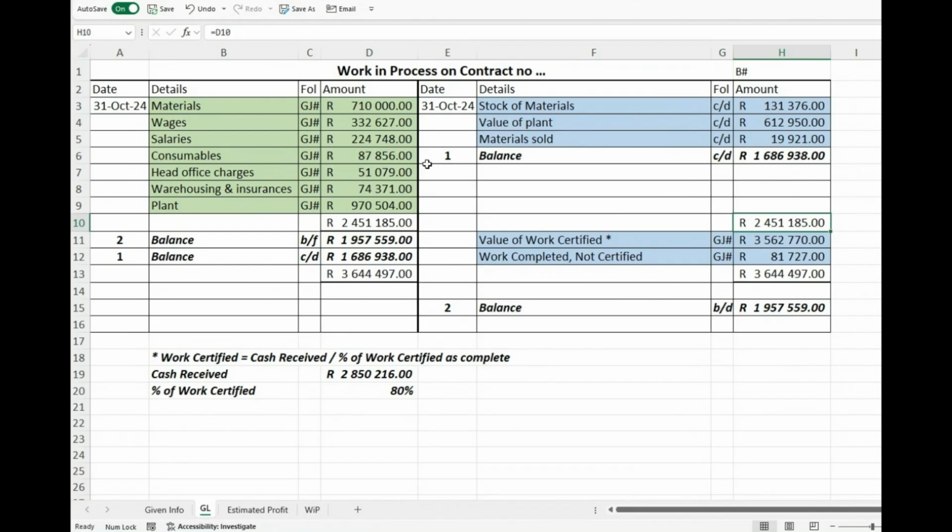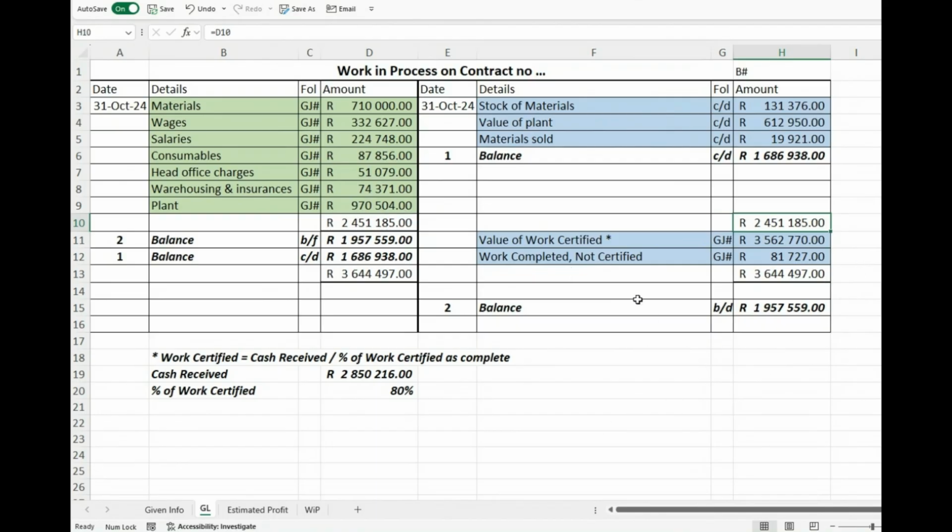I've called it balance one. Okay, which is just this amount, the 2451 minus these income or receivables that we have on this side, and then my first balance is 168938. Okay, then we have to add something on the GL. The things that we are now considering here are the value of the work certified, as well as the work completed that was not certified.